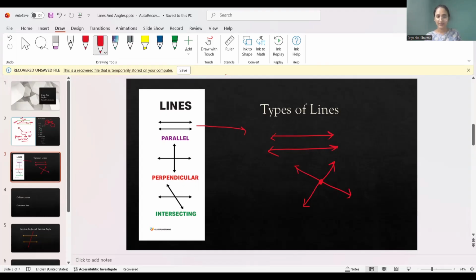And if the intersecting lines are making a 90-degree angle, if these are two lines and they are intersecting at a point like O and they are making a 90-degree angle with each other, they are called perpendicular lines.